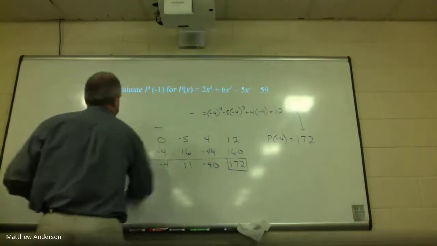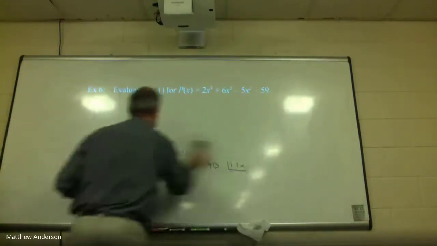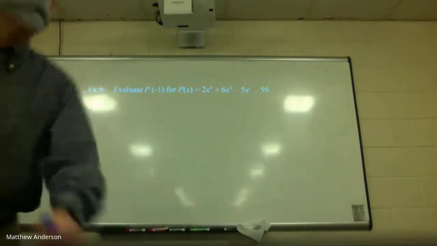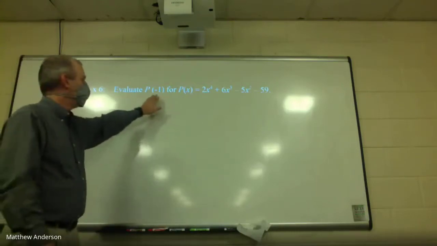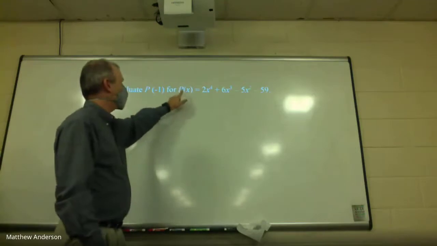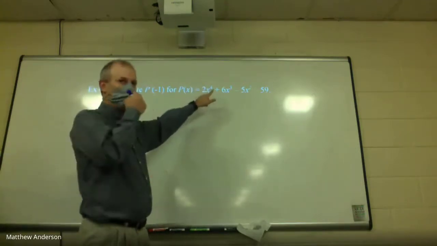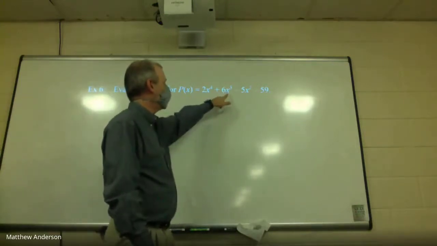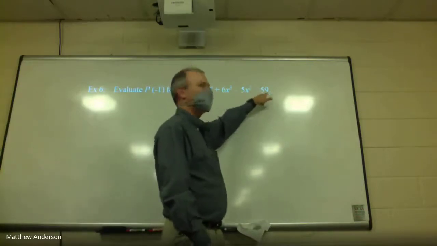So let's do another one like that. How do we set it up? Let me read it for you. We're going to evaluate P of negative 1 for the function P of x equals 2x to the 4th plus 6x cubed minus 5x squared minus 59.